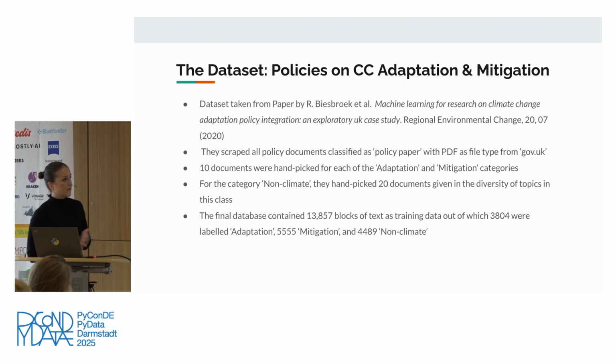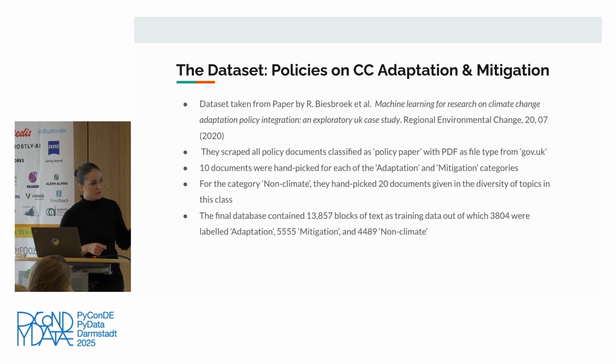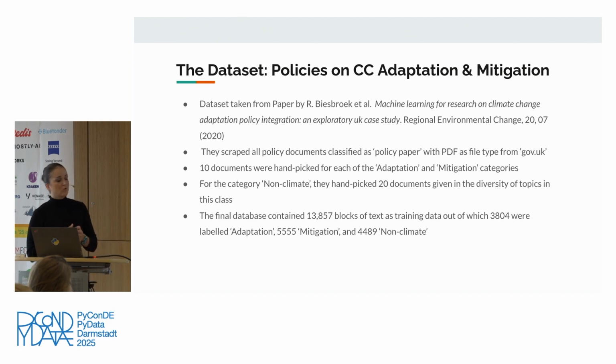The final database contained around 14,000 blocks of text, with around 4,000 labeled as adaptation, 5,500 as mitigation, and almost 4,500 as non-climate. So that's the data set that I've used. The data set is much bigger, but this is the labeled part.